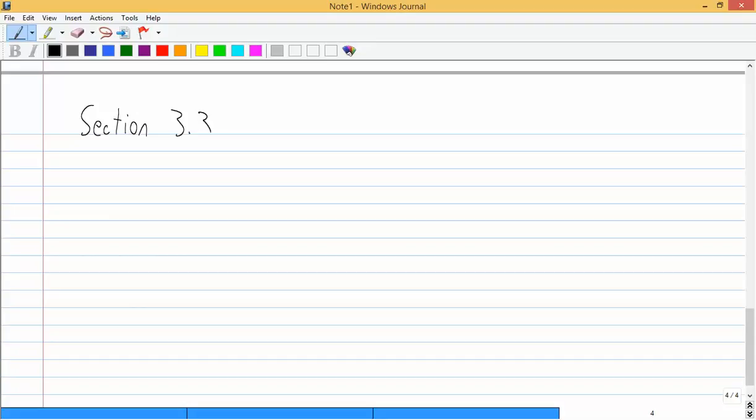Section 3.3 is on displaying qualitative data graphically. May have been the same thing we wrote down earlier.